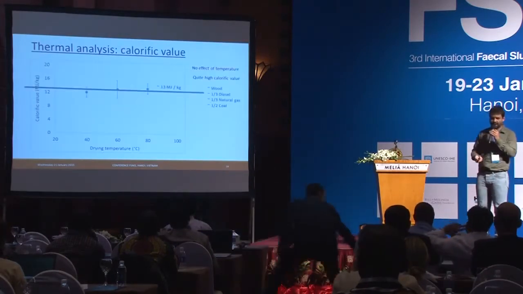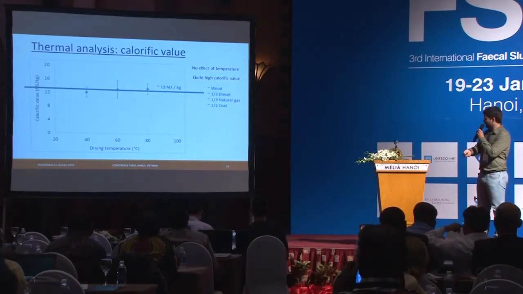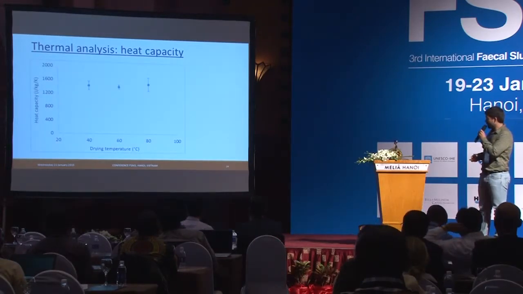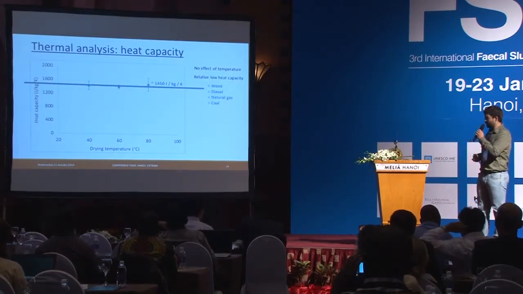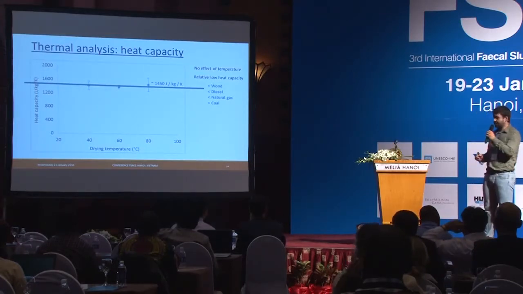Okay. Well, for the heat capacity, we can see that there is no effect of temperature. The heat capacity is around 1,450 joules per kilogram per degree Kelvin, which is relatively low if we compare it to wood, diesel, coal, and natural gas, but it's higher than coal.